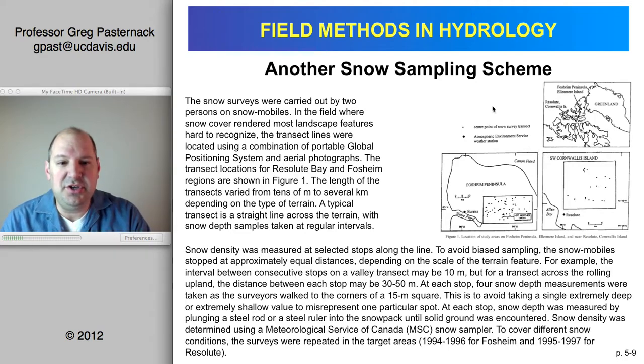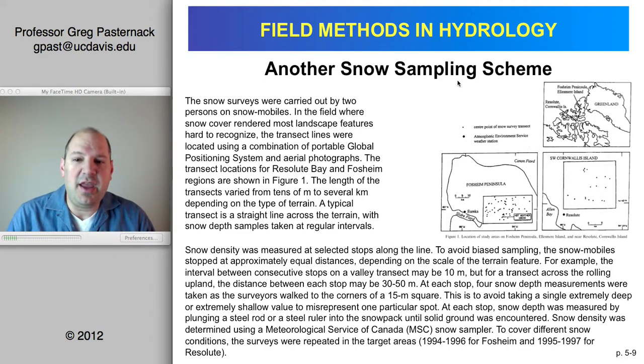So let me read this to you. It says, the snow surveys were carried out by 2 persons on snowmobiles. In the field where snow cover rendered most landscape features hard to recognize, transect lines were located using a combination of GPS and aerial photographs. So the key here is you have this vast area, you need to have snowmobiles to get around, and then you're going to distribute your points still on transects because it's easiest to do that, but you then need GPS to find those locations.